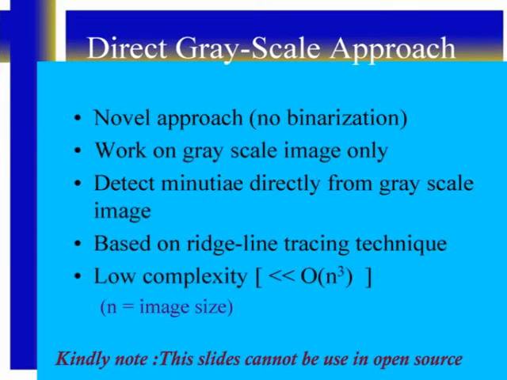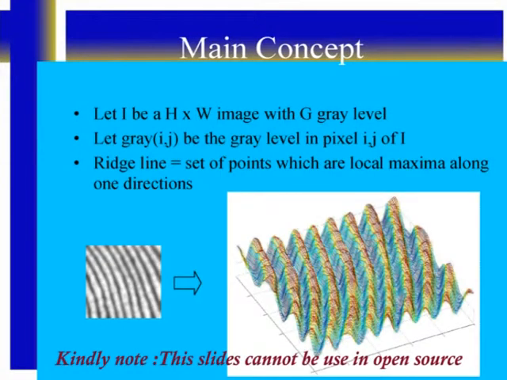You can do a direct grayscale approach, where you don't do any binarization. So if you have an H into W image, height into width image, and gray(i,j) is the gray level, the ridge line is a set of points which are local maxima along one direction. You notice the ridges will be like this. This is ridge, this is valley. This is ridge, this is valley.